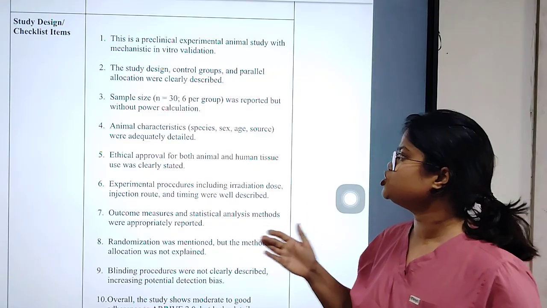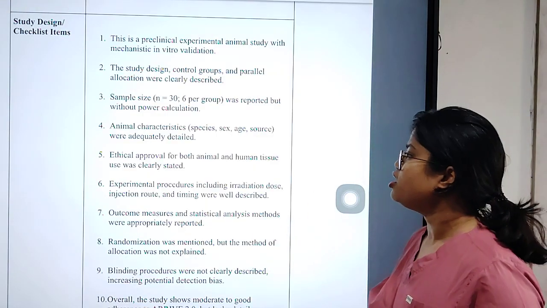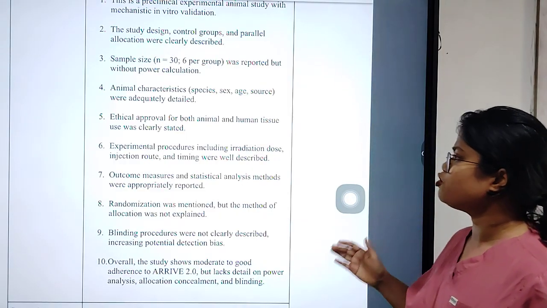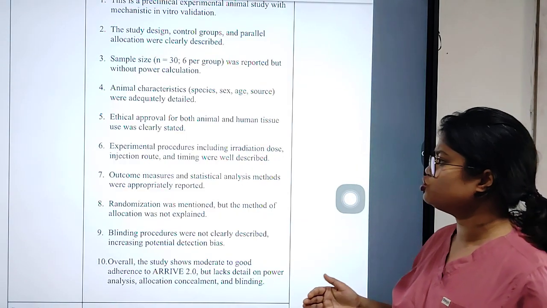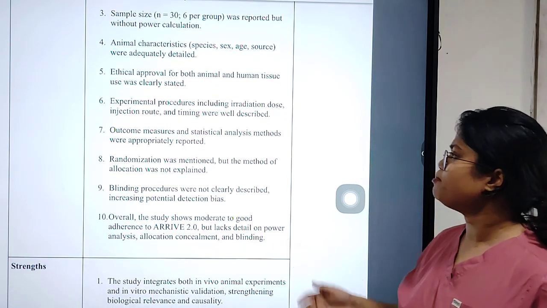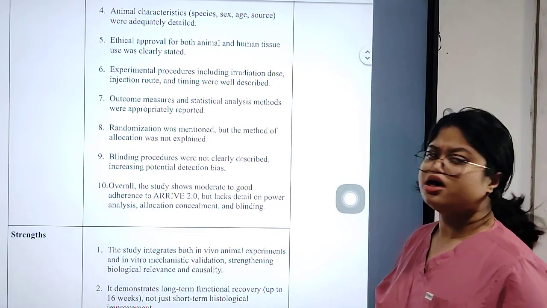Animal characteristics, species, sex, age and source were adequately detailed. Ethical approval was taken from the institution. Experimental procedures including the irradiation dose, injection route and timing were well described. Outcome measures and statistical analysis methods were appropriately reported.